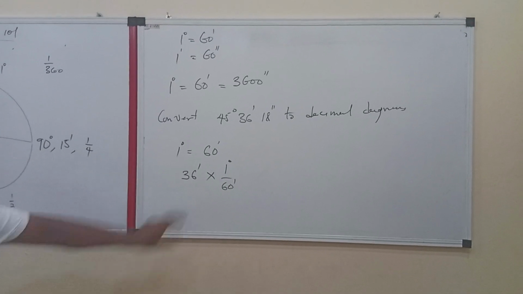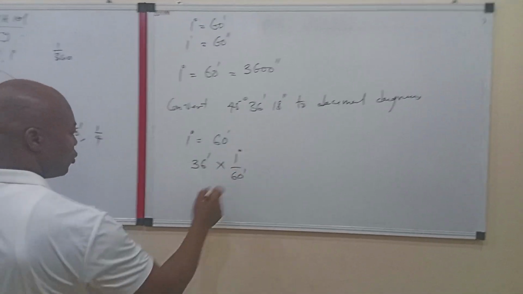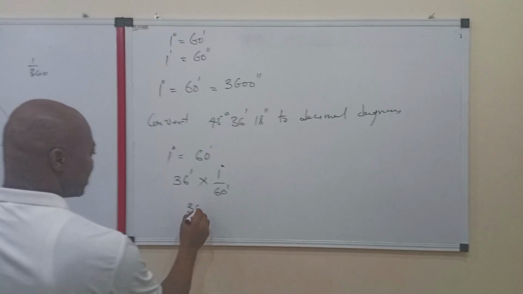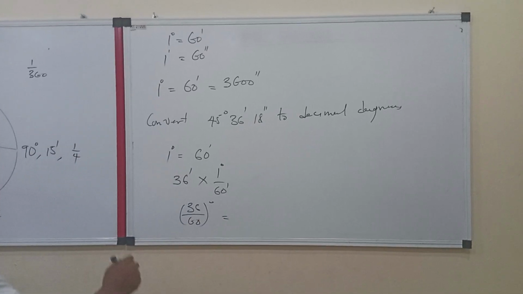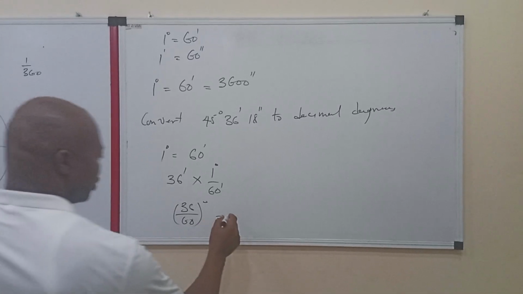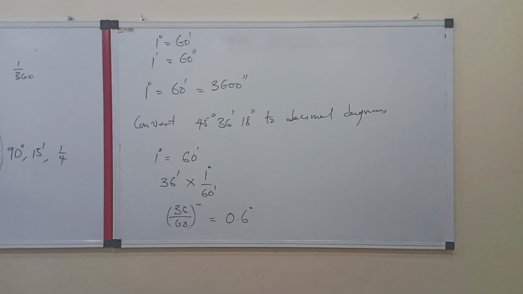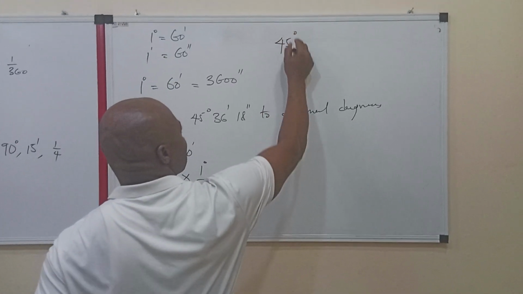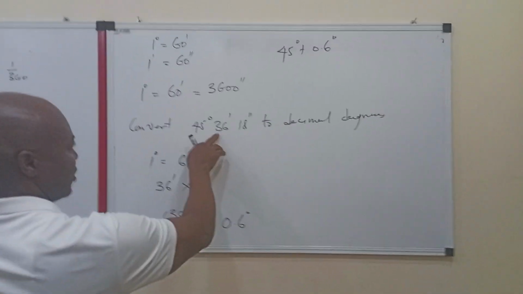Based on this relation, this and this cancel, and you will be left with 36 all over 60 degrees. If you simplify that, you are going to have 0.6 degrees. So first of all, we have 45 degrees plus 0.6 degrees for the 36 minutes.